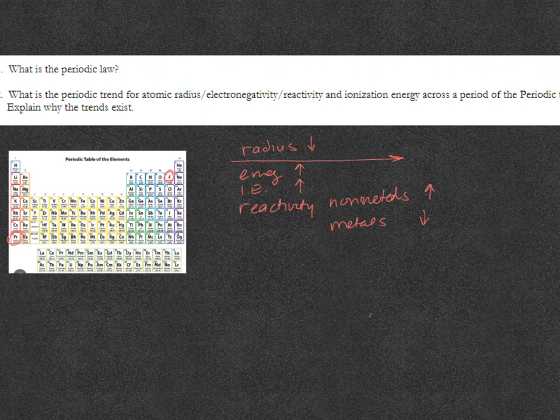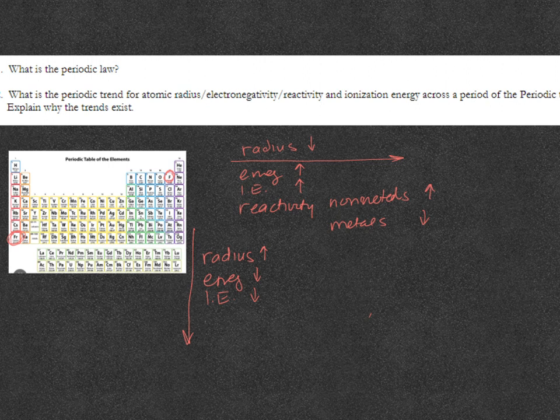Now, as you go down a group, groups go up and down. As you go down a group, the radius increases because we're adding more energy levels. Those outermost electrons are getting further and further and further from the nucleus. Your electronegativity decreases, your ionization energy decreases because the atom is bigger, the electrons are further, they're held more loosely, it takes less energy to remove them.